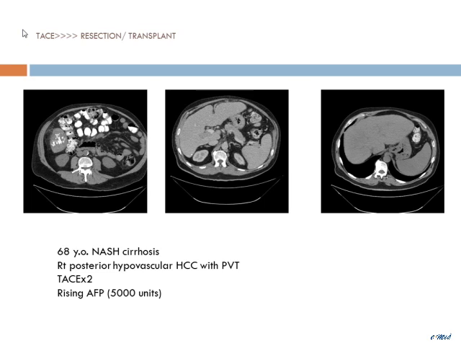This is a 68-year-old patient with NASH cirrhosis who has a segment 6 HCC with portal vein thrombus. You can see that in the image in the middle, extending almost to the main portal vein, with the rising of alpha fetoprotein to 5,000 units after 2 TACE sessions. This patient went on to have right hepatectomy.